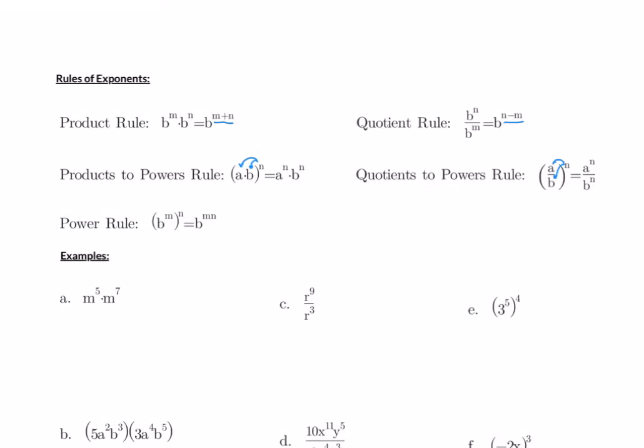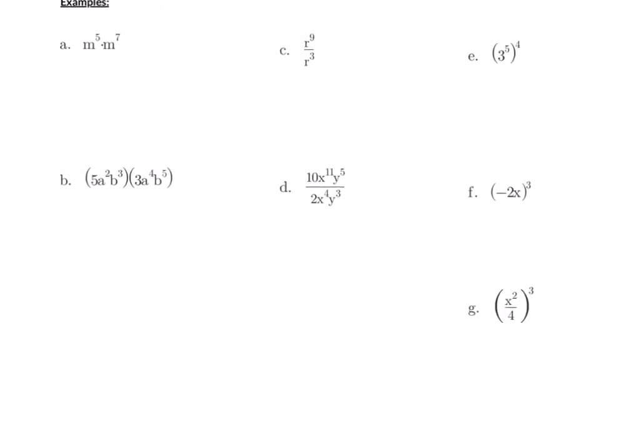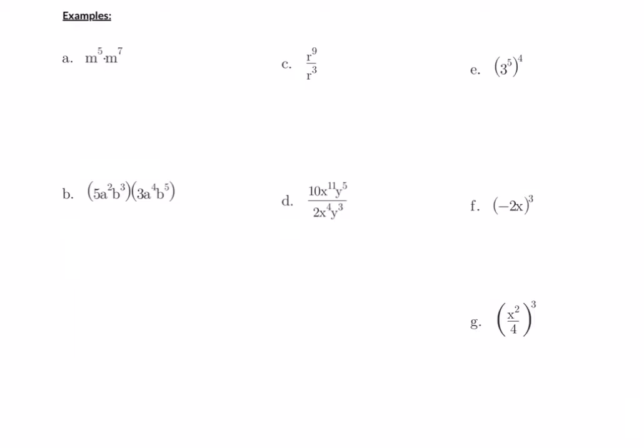All right, so let's go ahead and look at a couple of examples. Example A, we have m to the 5th times m to the 7th. So we are multiplying two things with the same base. So we are going to keep the base and we are going to add the exponents. We should get m to the 12th.